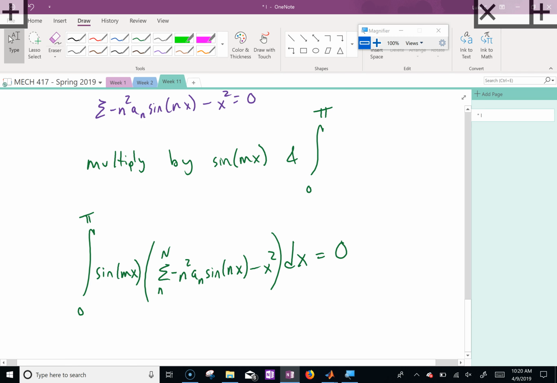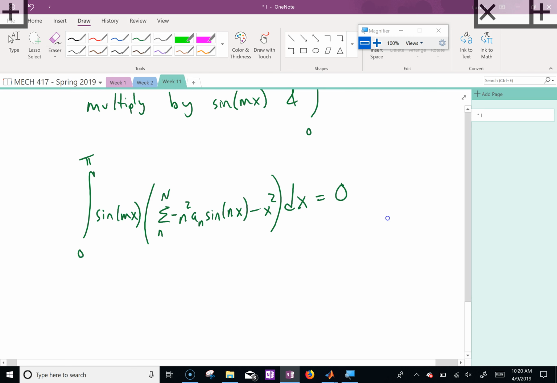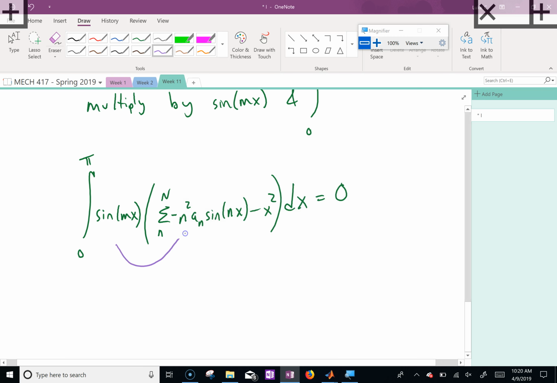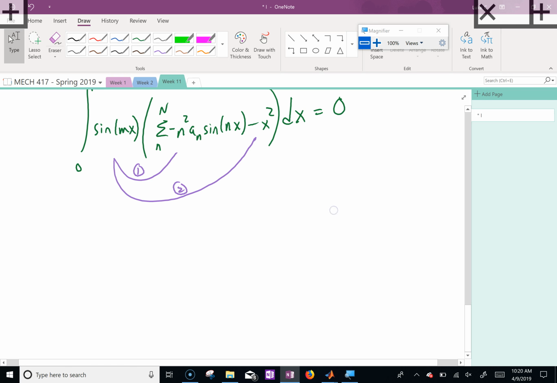What we need to do is look at two terms. That term and that term. So term 1, term 2. And I'm going to break down the terms. So let's look at term 1.